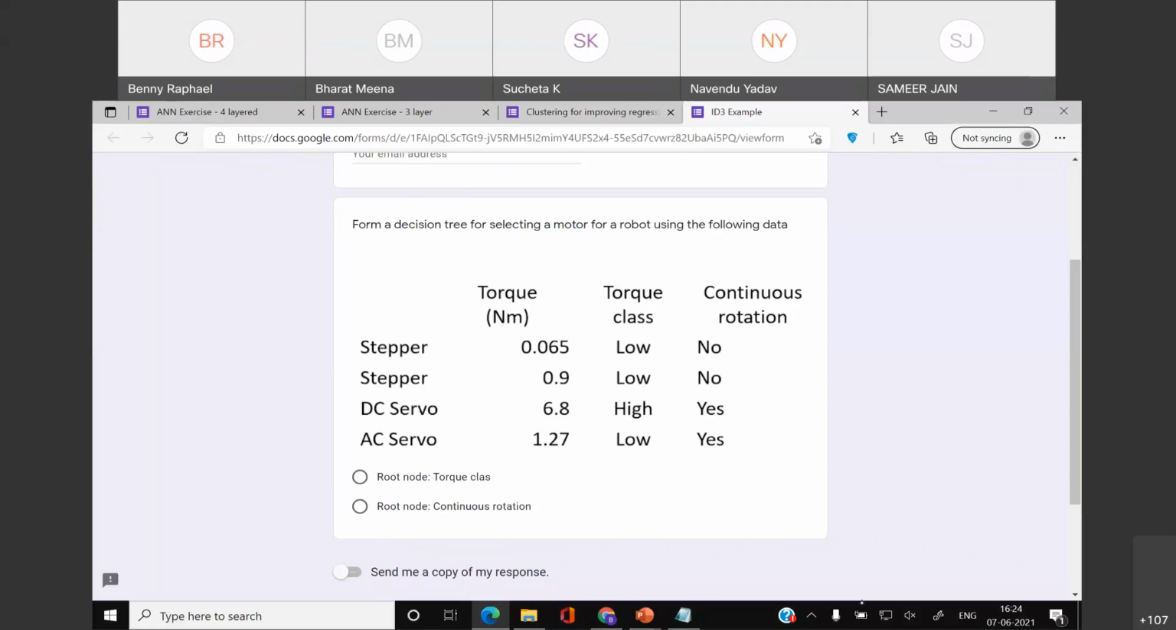You said the Gini index, right? In the ID3 algorithm we use entropy. It is a different metric, but it's a similar idea. So what is your answer? My answer is continuous rotation, sir. Okay, so let us look at continuous rotation. We have two possibilities, yes or no. If it is no, we have a homogeneous set of only stepper motors. And if it is yes, it can be either DC servo or AC servo.